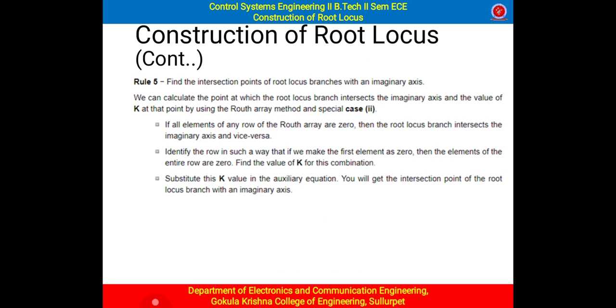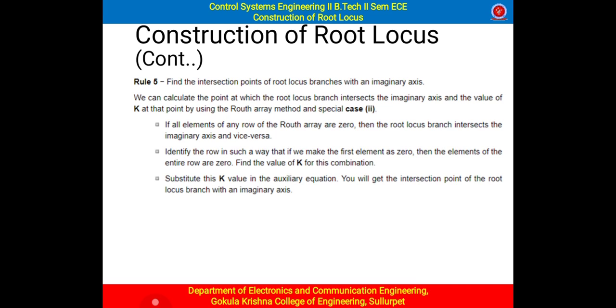Rule number 5: find the intersection point of root locus branch with the imaginary axis. If the root locus branch is crossing the imaginary axis, we should know where it exactly intersects the imaginary axis. So we are going to do that in this step. We can calculate the point at which the root locus branch intersects the imaginary axis and the value of k at that point using the Routh method and special case 2.